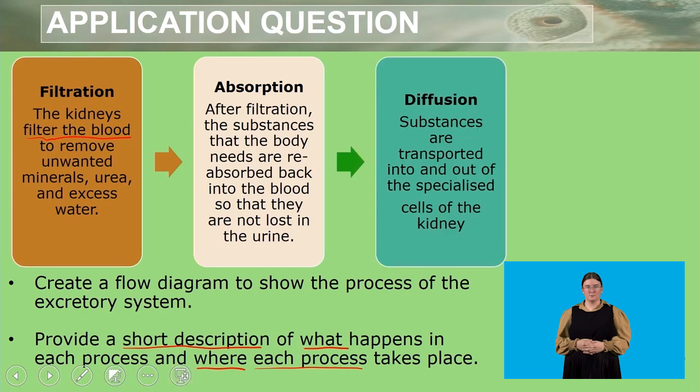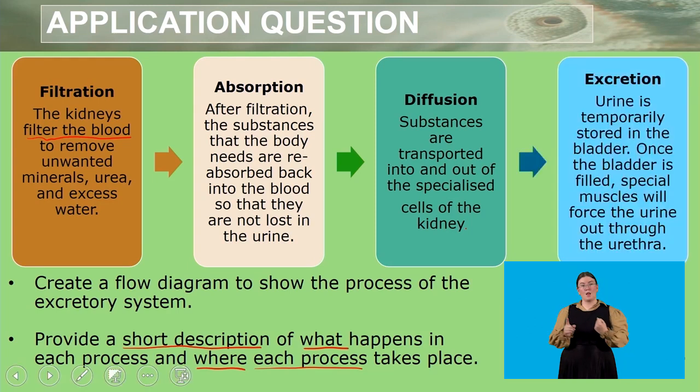And the next process, we then have diffusion. Here, substances are transported in and out of the specialized cells of the kidney. It also takes place in the kidney, and with the term diffusion being defined, we know that this is when a substance moves from an area of a high concentration to an area of a low concentration.